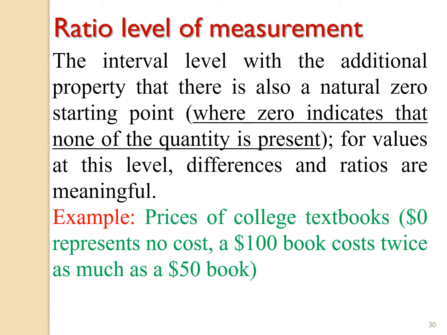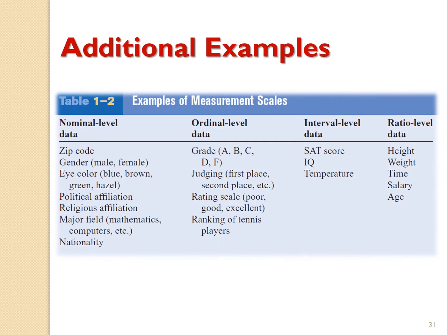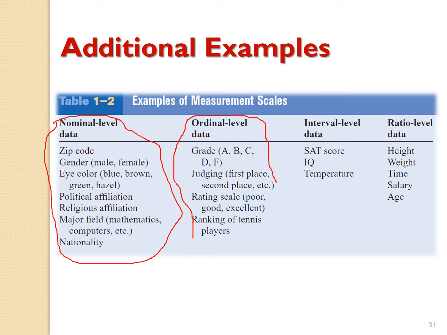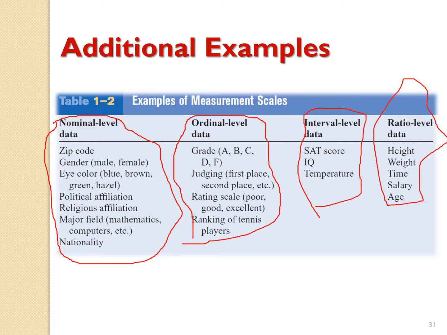So this is the ratio level of measurement, and I have also given some additional examples so you can easily understand through the examples. So this is the nominal level of measurement. We have several types of examples, so maybe you can easily understand through this. Then the ordinal level, the interval level, and finally the ratio level.